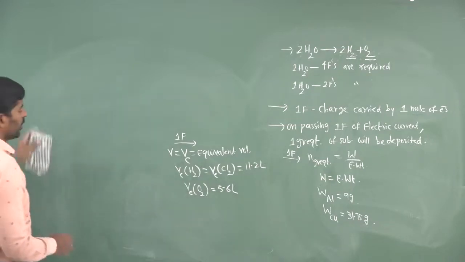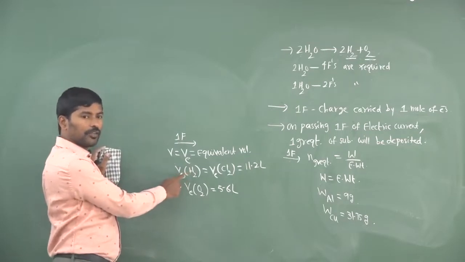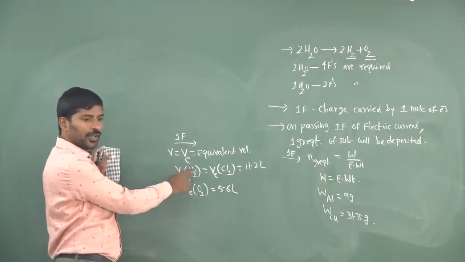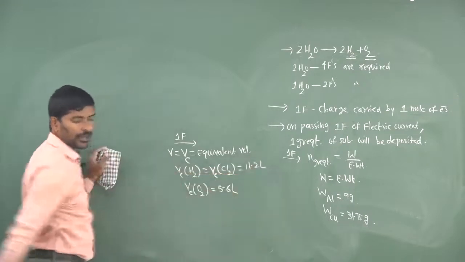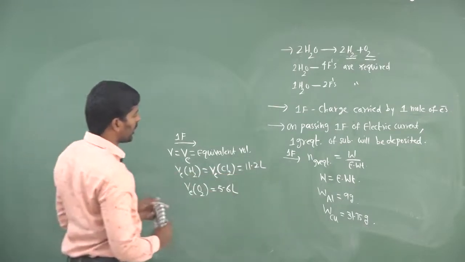Okay. The equivalent weight of hydrogen is 1 gram. 1 gram means how many moles of H2? The molar mass of H2 is 2 grams, so 1 gram means half mole of H2. Half mole of H2 means we get 11.2 liters. Okay, right. This is the concept of Faraday.